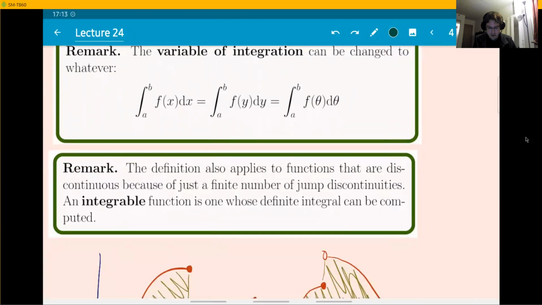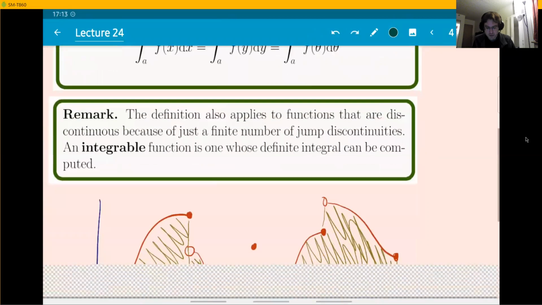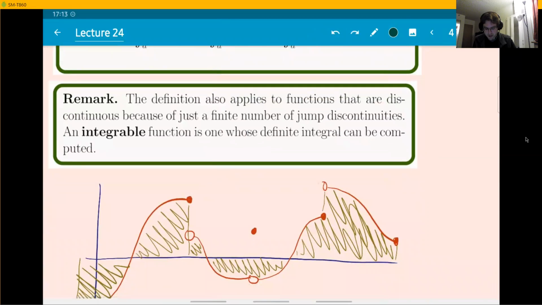Remark. So we said the function has to be continuous before. It actually applies to slightly more general functions. The definition also applies to functions that are discontinuous because of just a finite number of jump discontinuities. I have an example down here. Jump discontinuity is when this kind of thing happens, when the graph was approaching some number, maybe even tends to that number from the left, but then suddenly it jumps up or down to another number and continues from there. This is a jump discontinuity.